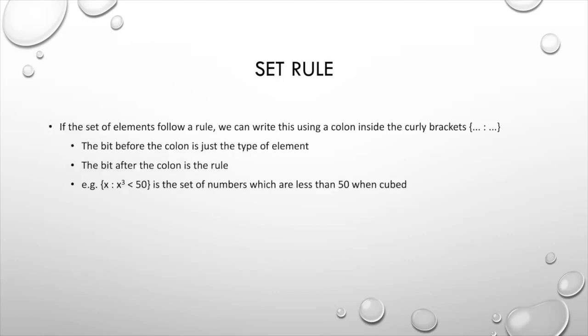Set rule. If the elements of a set follow a rule, we can write this using a colon inside the curly brackets, like this. See the example. This is the type of element, and after the colon, this is the rule. The rule is x cubed smaller than 50. So this is the rule, and this is the type of element.